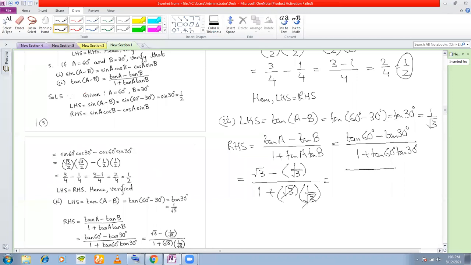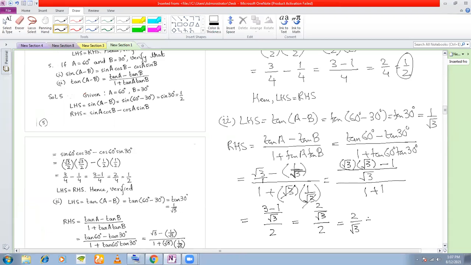And in the numerator, if you take the LCM, LCM will be root 3, right? Because here in the denominator, I have root 3. And here I have a 1. So root 3 by 1 will be root 3, and root 3 into root 3 I'll get here. Root 3 into root 3 minus 1 divided by 1 plus 1. So what do I get here? I get 3 minus 1 by root 3 divided by 2, which is equal to 2 by root 3 divided by 2, which is equal to 2 by root 3.